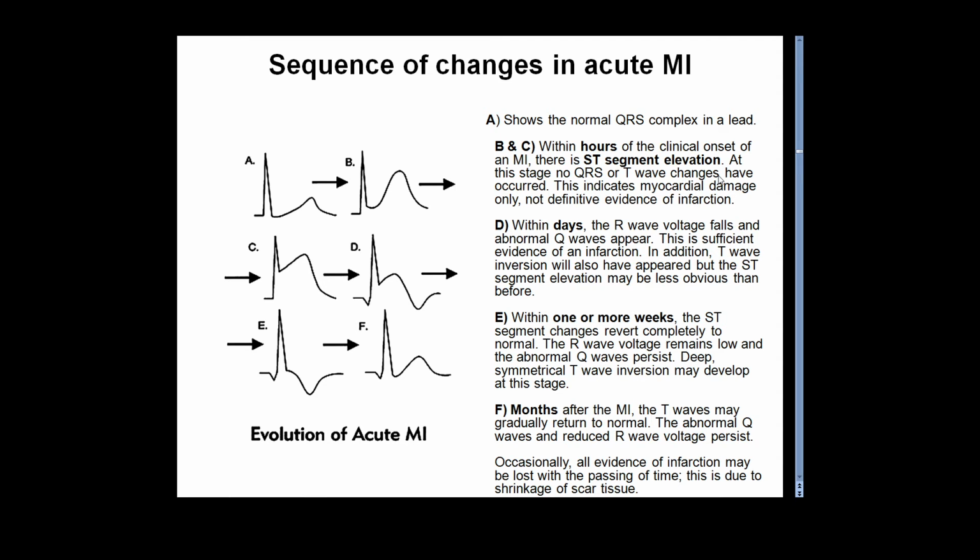The formation of scar, cardiosclerosis, is characterized by F. Months after the acute MI, the T wave may gradually return to normal. The abnormal Q wave and reduced R wave voltage persist. Occasionally, all evidence of infarction may be lost with the passing of time. This is due to shrinkage of scar tissue.